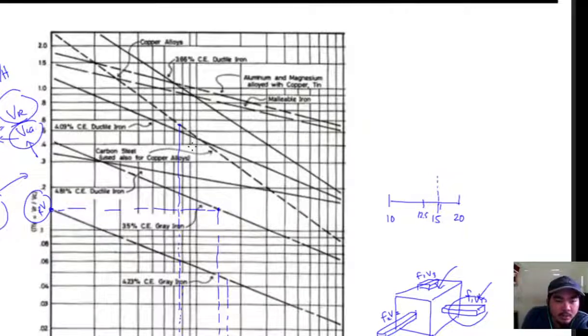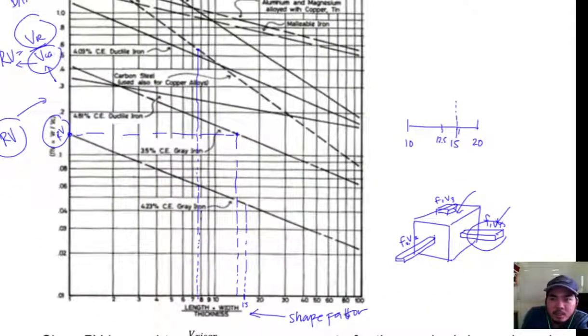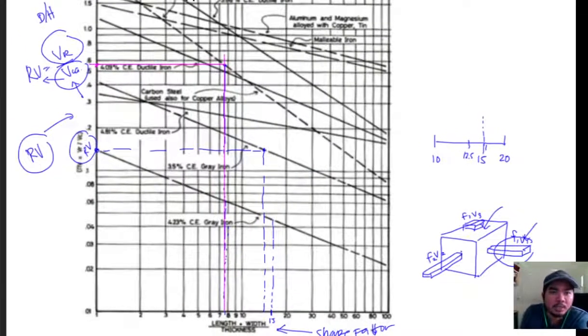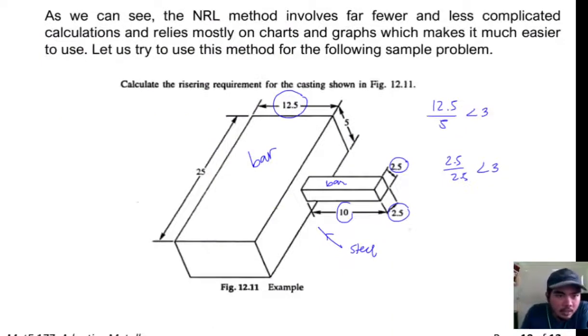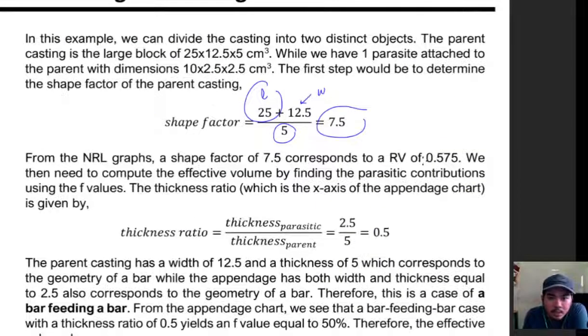Okay? So ito siya. So again, ang ginawa natin is hanapin natin si 7.5. 7.5, akyat natin. Kung saan siya tumama dito. Tapos ito yung relative volume na. So we estimate that's around 0.575 the relative volume, no? So we have the relative volume. Now we just need the effective volume, no, of the casting.